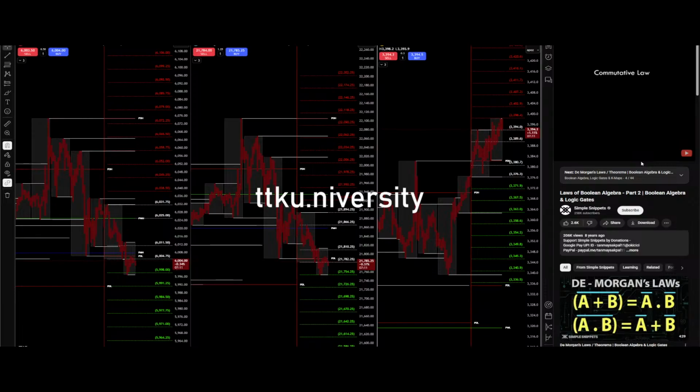Starting from commutative law. Consider 2 variables a and b, and since these variables are Boolean algebraic variables, they'll be taking only 2 values, that is 0 and 1. So here's the expression 1, a or b is equal to b or a.